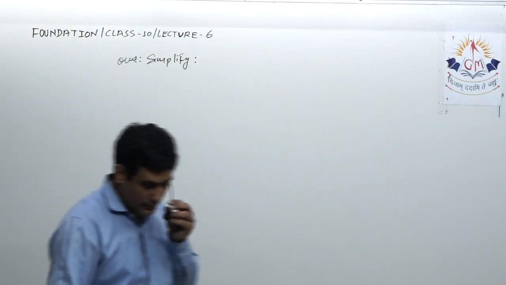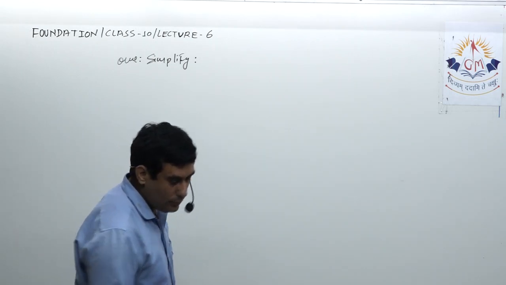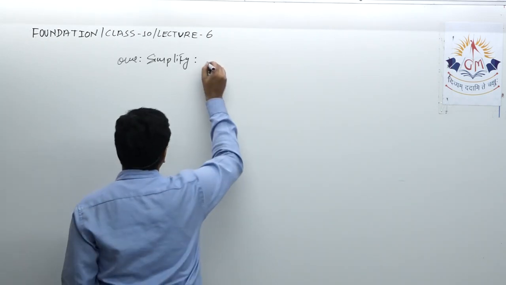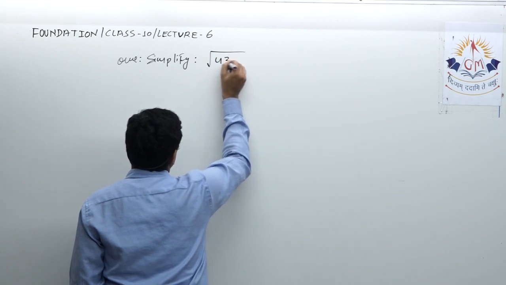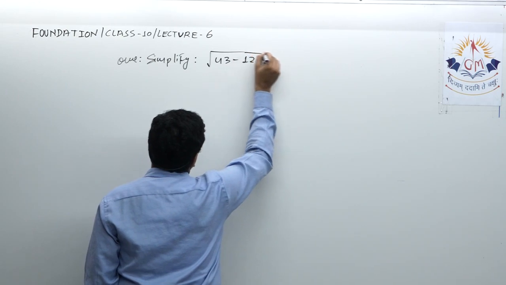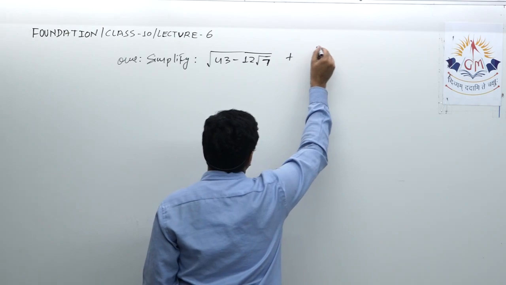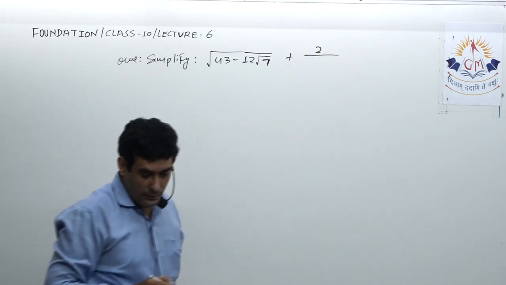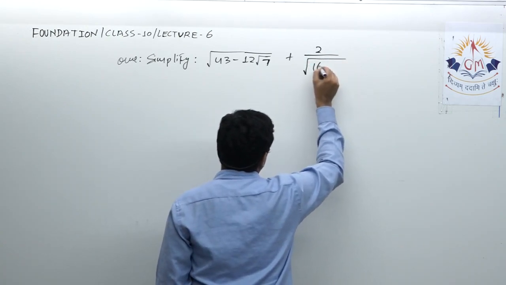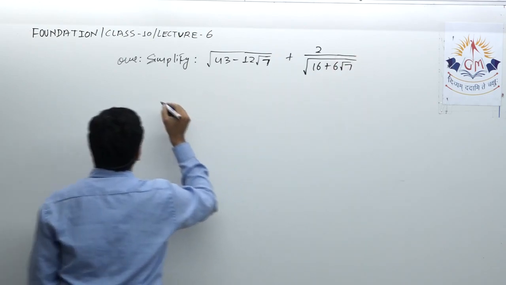Okay, now next question is simplify square root of 43 minus 12 root 7 plus 2 upon square root of 16 plus 6 root 7. Okay, we have to simplify this, so let us see how to simplify.